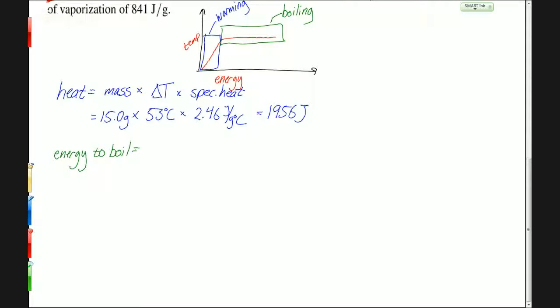So the energy to boil is going to be the heat of vaporization, that is how much heat in joules or calories per gram. So how much heat does it take to boil 1 gram of the substance, or to convert 1 gram of it to gas? But we have more than 1 gram, so we're going to multiply that by the mass in grams. So grams will cancel, and we'll just end up with joules in heat.